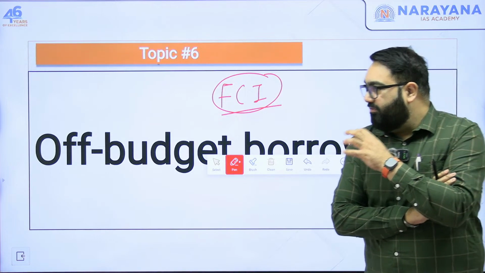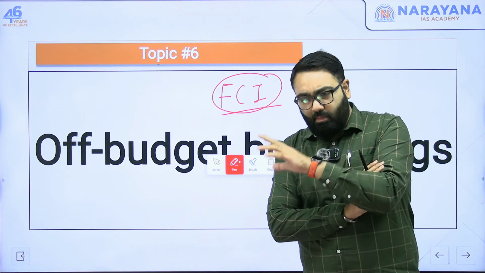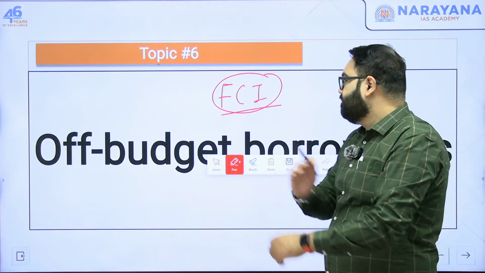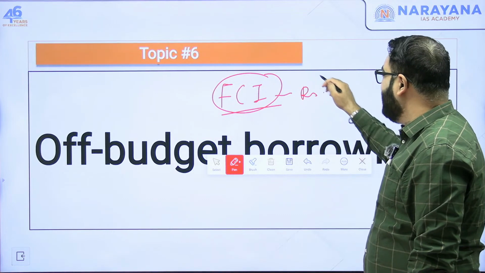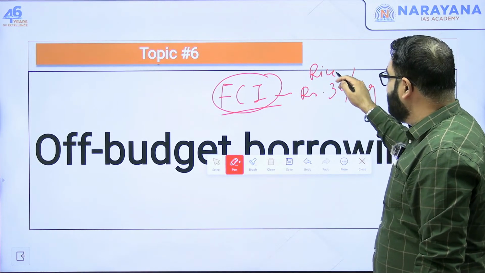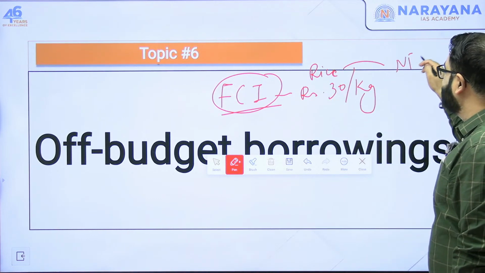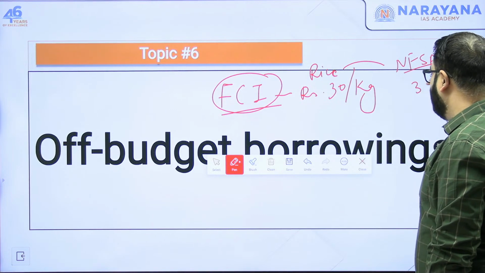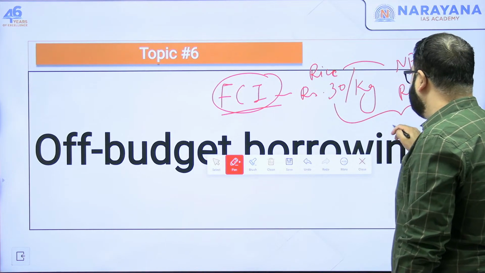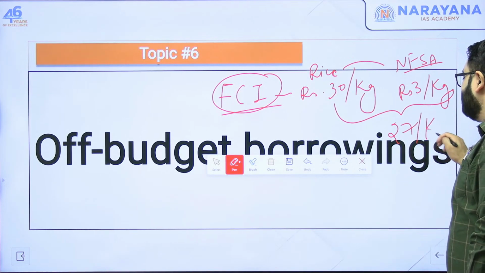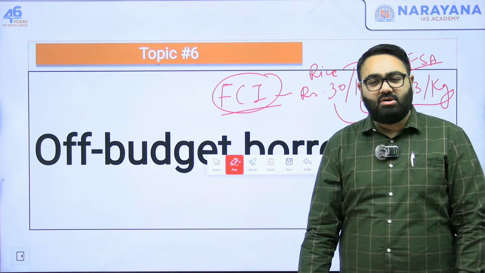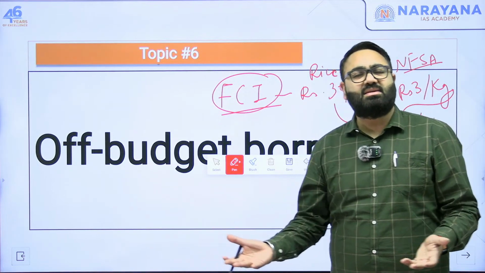Now, when Food Corporation of India buys some stuff from the farmers at a higher price, for example, let's say they are buying rice. Let's take an example. They are buying rice at 30 rupees per kg from the farmer. The same rice has to be sold by them under the National Food Security Act at 3 rupees per kg. So they are making a loss of what? 27 rupees per kg. That's a loss because they are buying something at 30 rupees, selling at 3 rupees. So obviously they are making a loss. Now how do they cover that loss? The government has to give them the money, as simple as that.